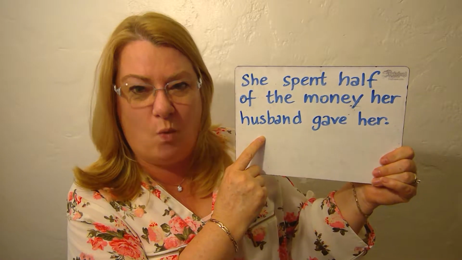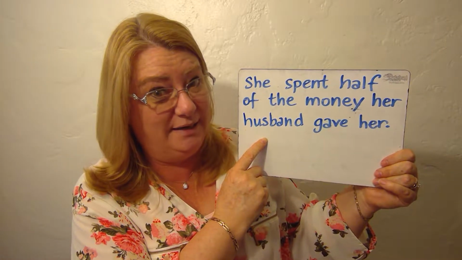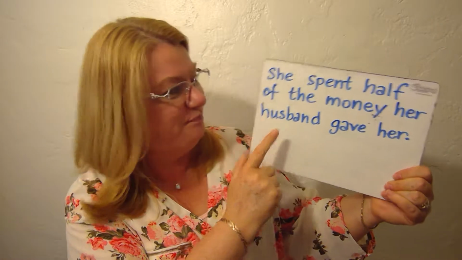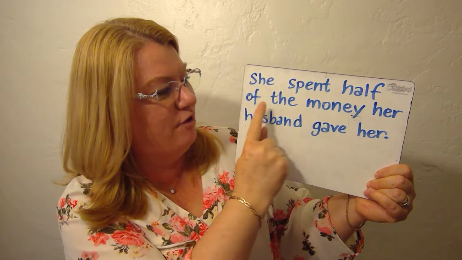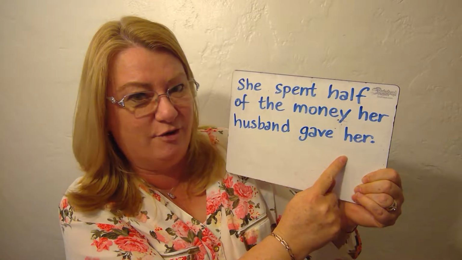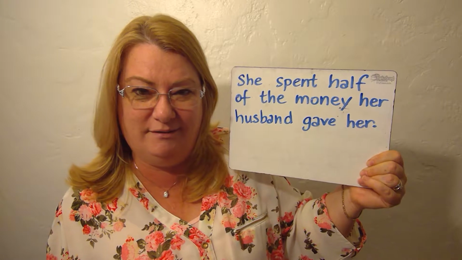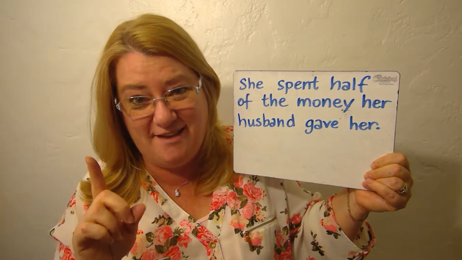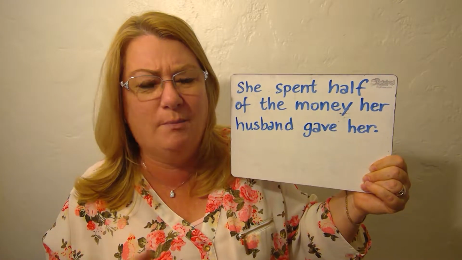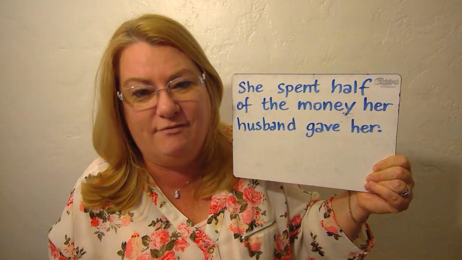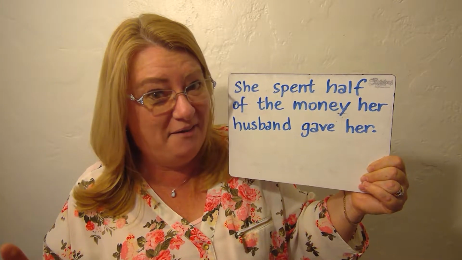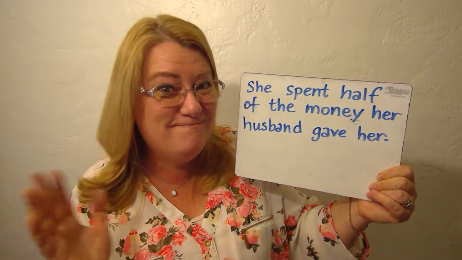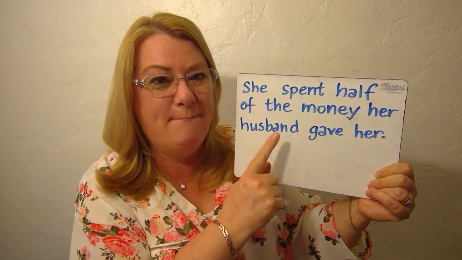Okay, now let's look at this wife. She's going to spend that money again, but not all of it. She spent half of the money her husband gave her. Now the question could be, what did she do with the other half? Is she saving it? Is she a wise shopper and she only needed to spend half of the money for everything that she bought? But half of the money, not all of it, just half, she divided it.